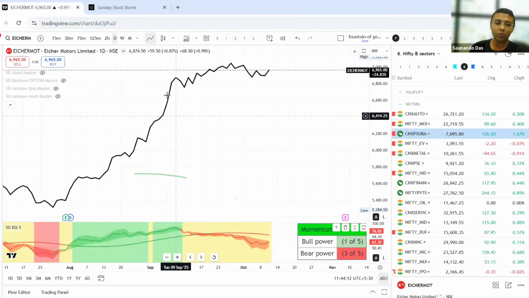But overall, what we are seeing, Eicher is still somewhat strong because with this momentum fading, it is only consolidating, not dropping. So very likely a further run is there in Eicher Motors as well as in Maruti. But they are currently going through a consolidation phase.